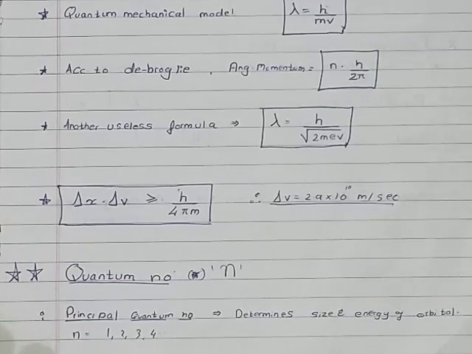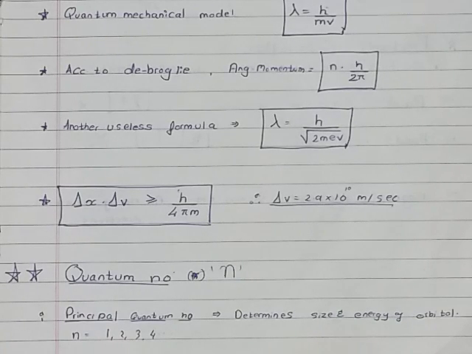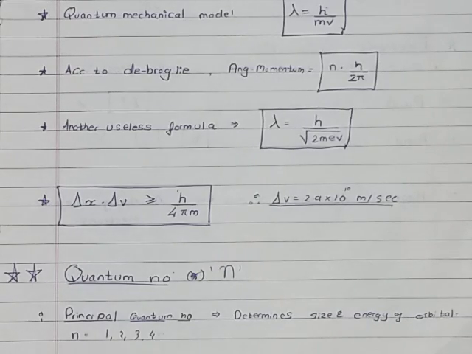The principal quantum number determines the size and the energy of the orbital. I hope you know about the orbitals: S, P, D, F, and G orbital, which is not yet discovered. So S, P, D, F are the orbitals. It tells us about the size and energy of the orbital. And N, the principal quantum number, can have values 1, 2, 3, etc.